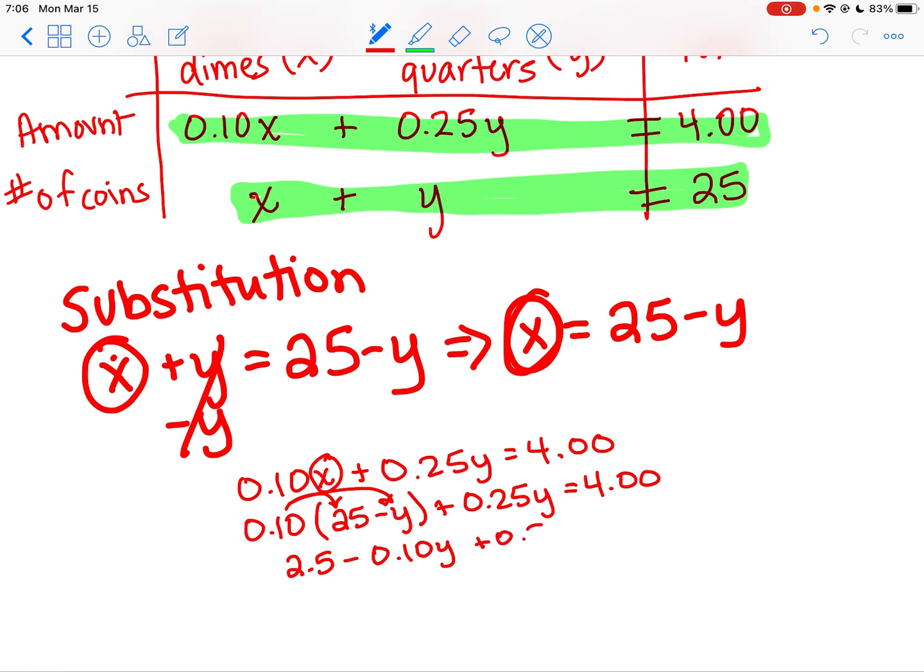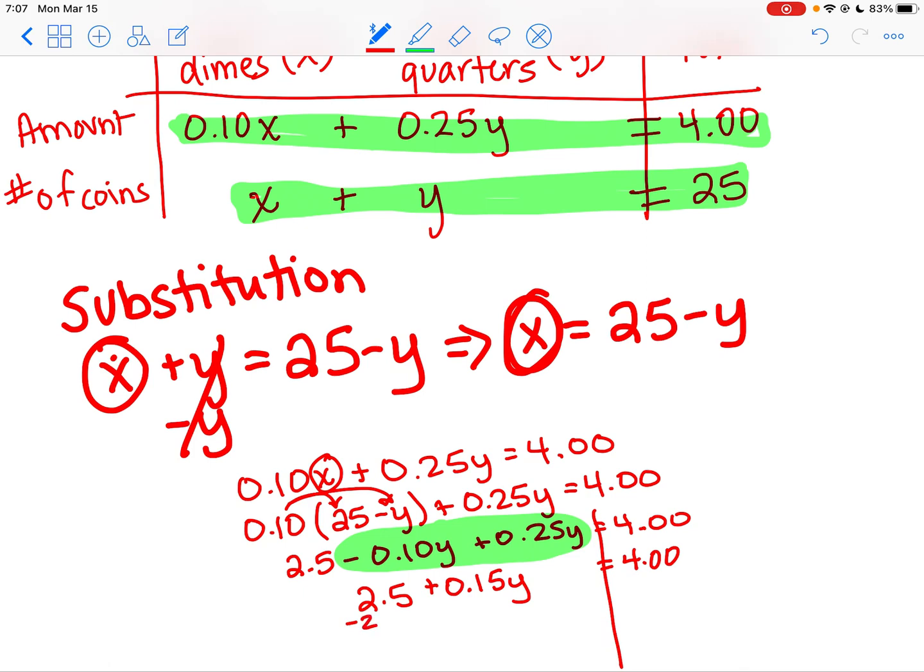Then I just copy down the rest of the equation. After the distributive property, I check to see if there are any like terms. There are two values that have a Y with them, and I'm going to combine those. Negative 0.10 Y plus 0.25 Y would be 0.15 Y. So this will be 2.5, and since that's a positive 0.15 Y, that's going to be plus.